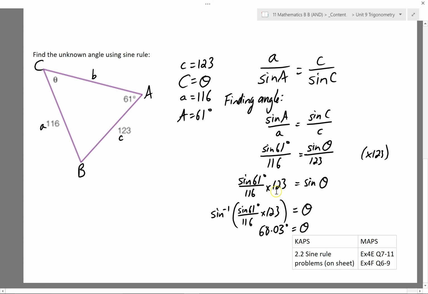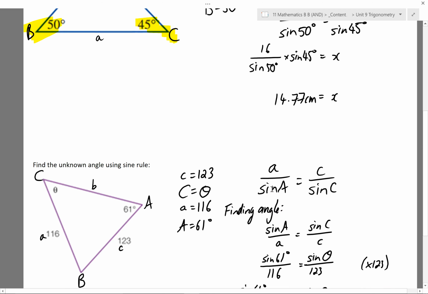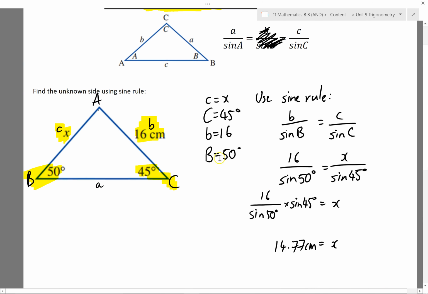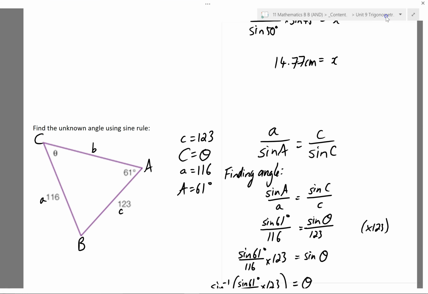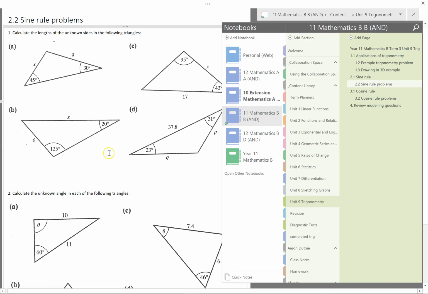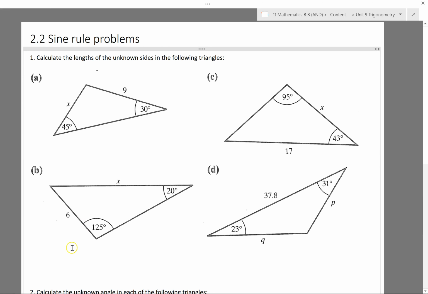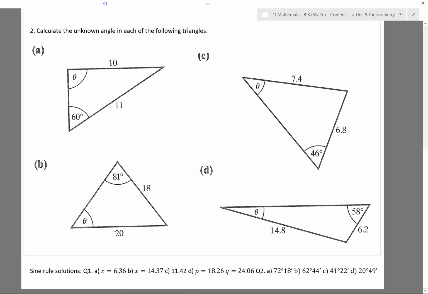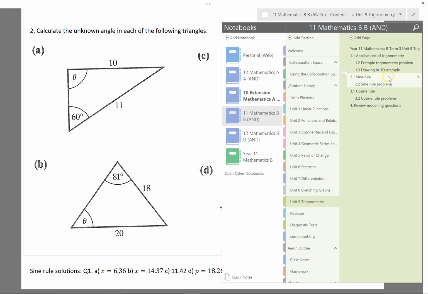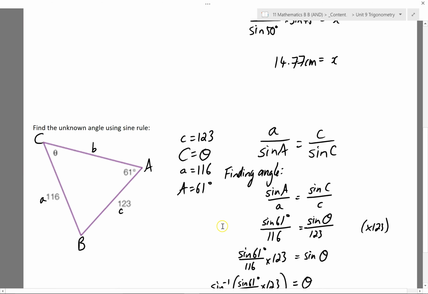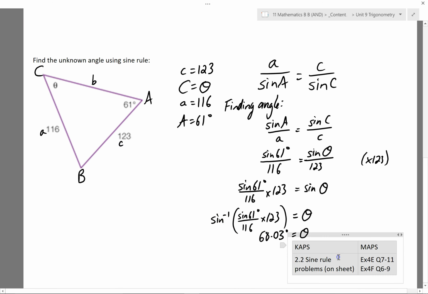Okay, so from here, now that you've practiced the skill of finding unknown side and unknown angle, I want you to have a go at these problems. So there's some finding the unknown side, there's some finding the unknown angle with the solutions there, and then go on to these maps questions in the textbook, which require the use of sine rule.